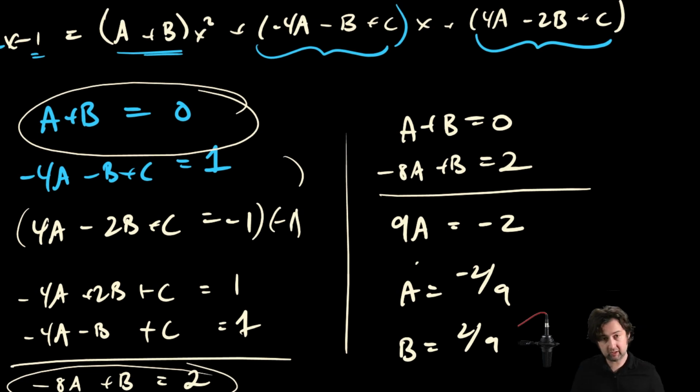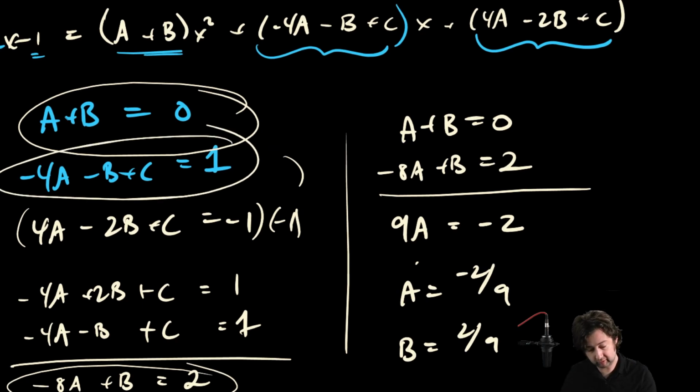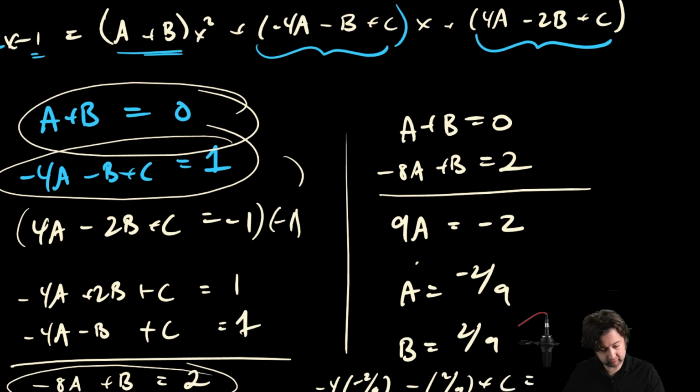Once I know a and b, I can go back and figure out what c must have been. So I can use any equation I want. Let's just pick this one for the sake of argument. That means that minus 4 times negative 2/9 minus 2/9 plus c is equal to 1. So I get 8/9 minus 2/9 plus c is equal to 1. This is 6/9. If I subtract from both sides, I get c is equal to 1/3.